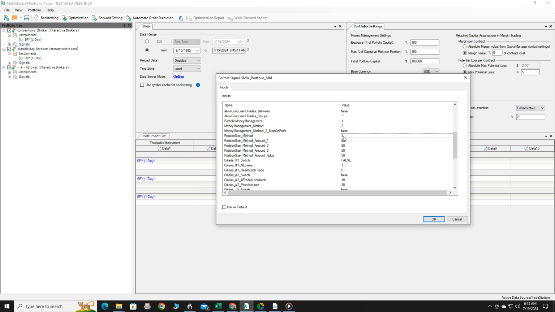Position size method 1 is a percentage that it will increase and decrease. Position size method 2 will increase and decrease by the number of contracts or shares. For this demonstration, I set it to 1. It will increase and decrease by 50% on the first trade, 50% on the second, 50% on the third, and on it goes.